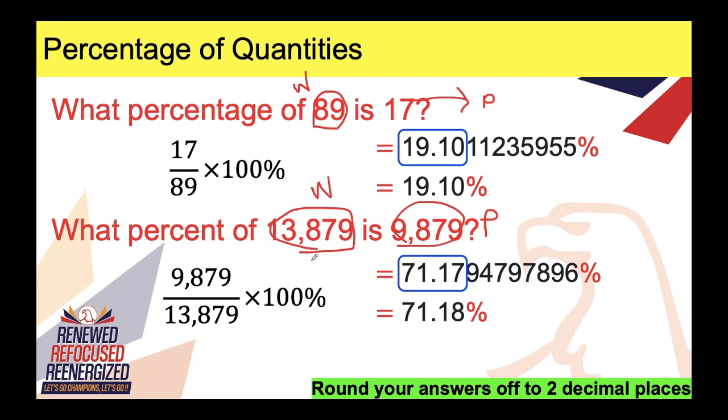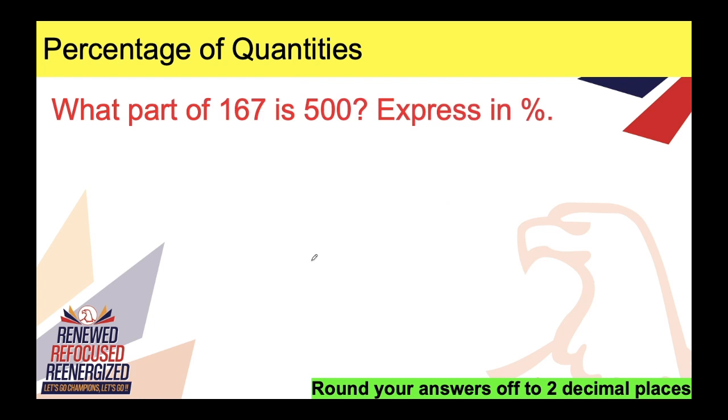Okay? This time, try to do this on your own. What part of 167 is 500? Express it in percentage. Give yourself a few seconds, pause this video, and try it out. All right. Now, I have to specify to express it in percentage because when you say what part of, it could be a fraction, it could be a decimal. Because fractions, decimals, and percentages simply talk about part of a whole. That's why we can convert fractions to decimals, decimals to percentages interchangeably. So express it in percentage.